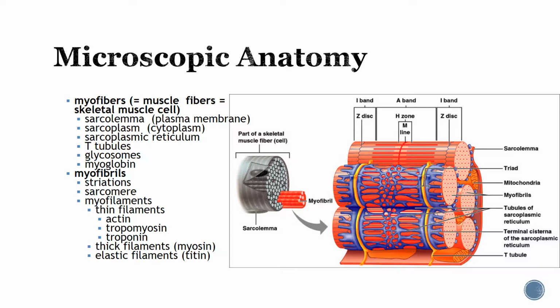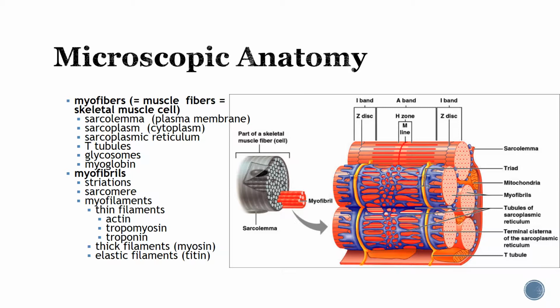Microscopic anatomy. You have myofibrils and myofibers. Myofibers are the muscle fibers or the muscle cell, and in there you have the sarcolemma, which is the plasma membrane, the sarcoplasm, which is the cytoplasm, and the sarcoplasmic reticulum. That stores and releases the calcium. In the sarcoplasmic reticulum, you have terminal cisternae, which release calcium into the muscle. You also have T-tubules, glycosomes, and myoglobin.